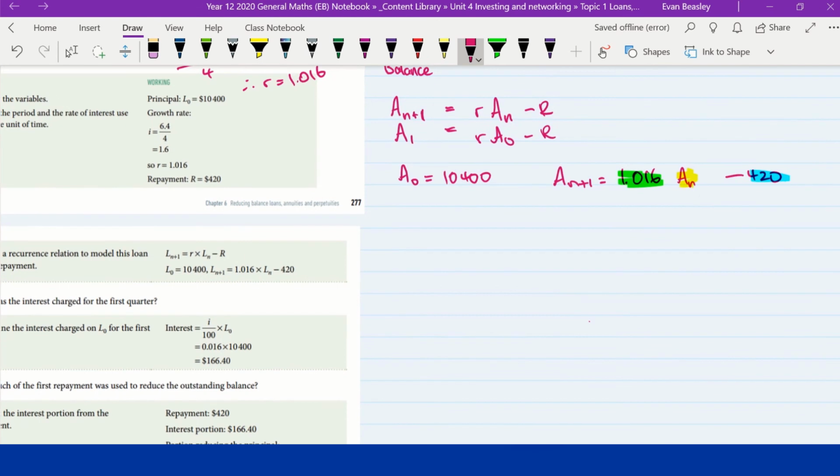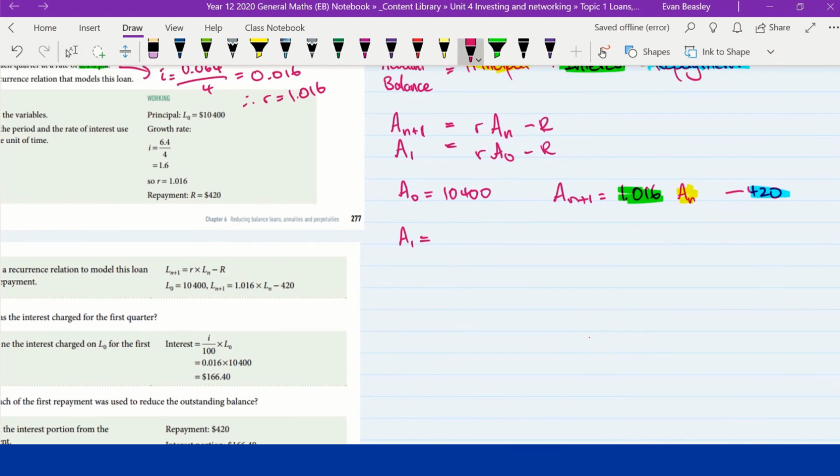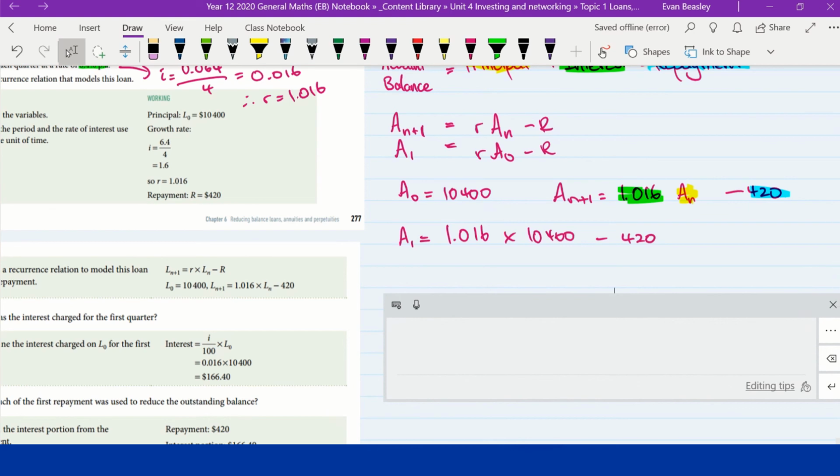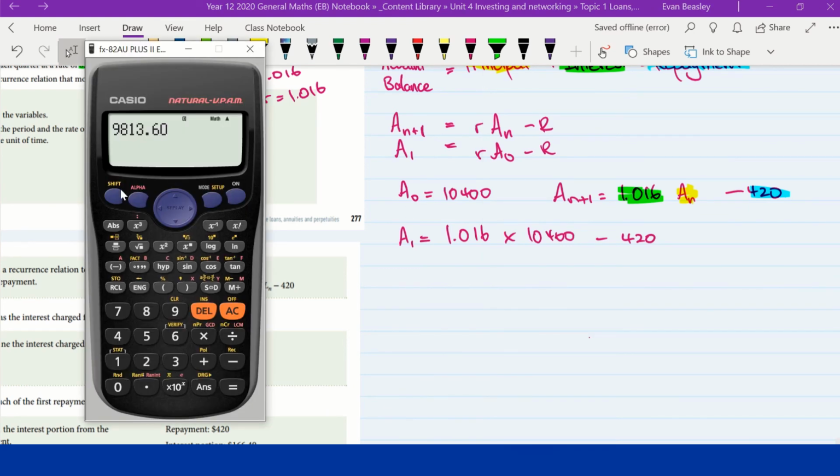So let's do this one. So we'll go A1 equals, well, what's the growth rate? It's 1.016 multiplied by 10,400 minus 420. So I'll plug it into our calculator and I'll give it a crack. 1.016 multiplied by 10,400. Generally do an equals there.